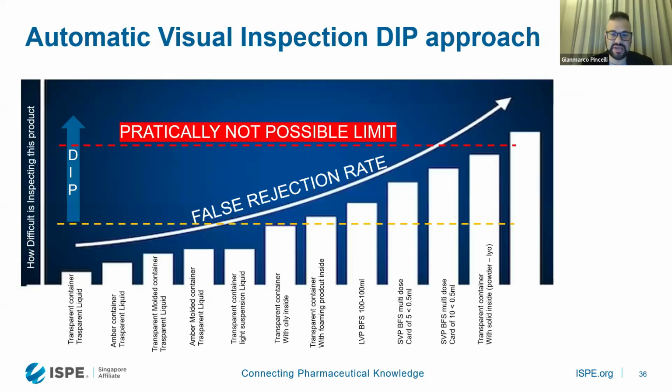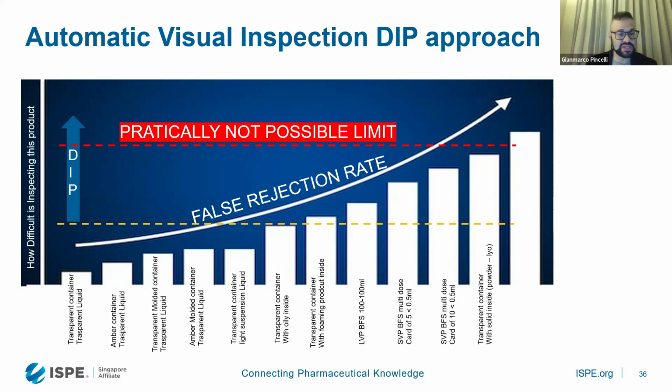And just to give you an idea of how difficult it is to inspect the product, I will introduce the word DIP, which means difficult to inspect products. Starting from the left side, we have the transparent container with a transparent liquid inside. Easy, we can say. False rejection is low. We are outside of the DIP. Then you move to a more difficult container. You take the same container in amber. It is a little bit more difficult, with a slightly higher false rejection rate. Then go ahead like that.